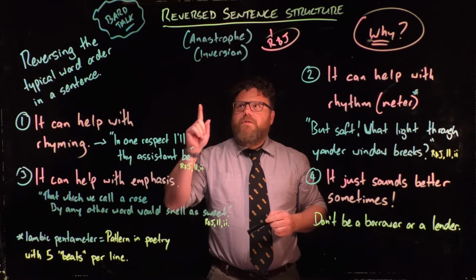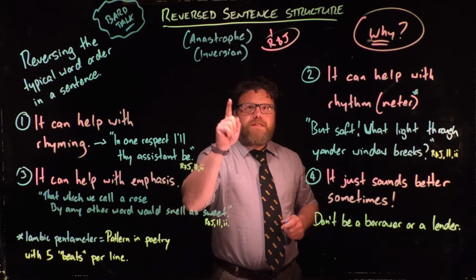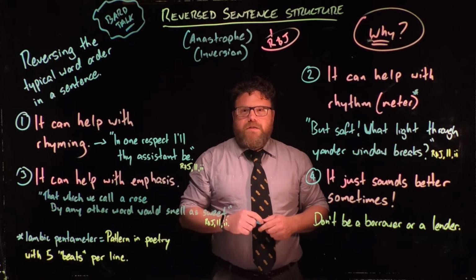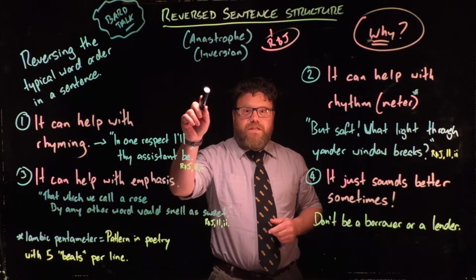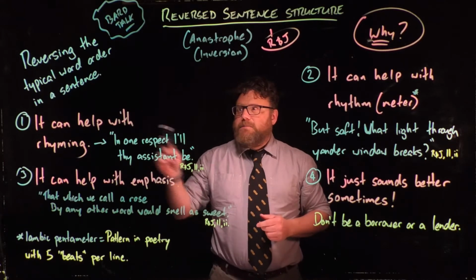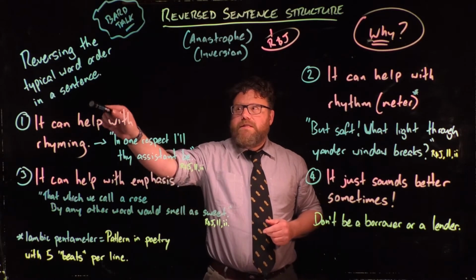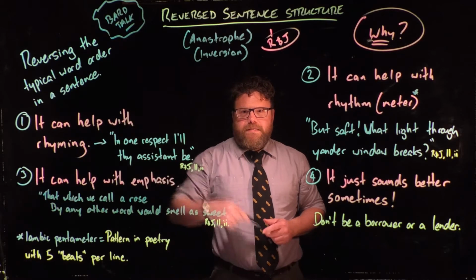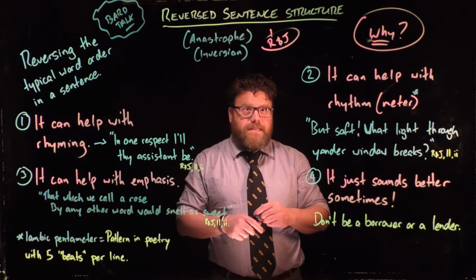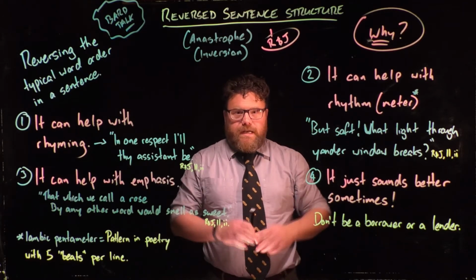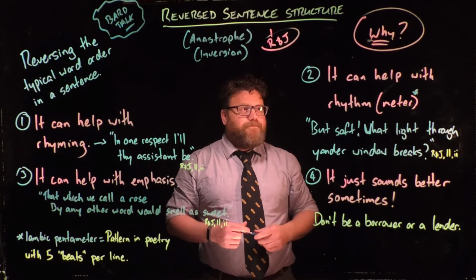There is another video on Grammar and Thongs all about reversed sentence structure, and that goes into the detail of reverse sentence structure, otherwise known as anastrophe or inversion, and explains that it's basically reversing the typical word order in a sentence. Now, Shakespeare does that a lot, and so we're going to have a look at how he does that today, using Romeo and Juliet as the focus for the most part.